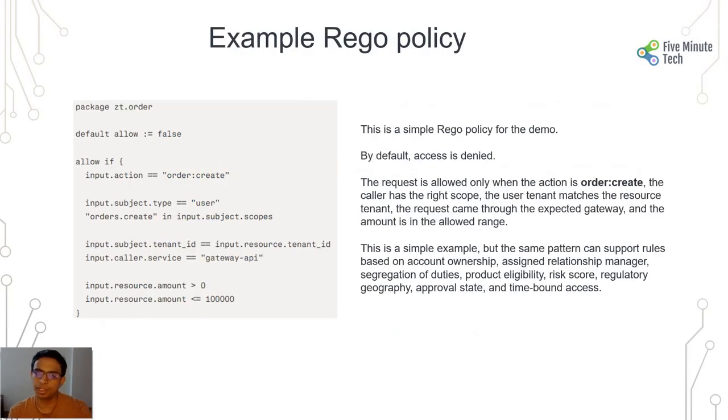Now, an example of a Rego policy, as we have been saying that OPA works with Rego. So this is the sample Rego policy for our demo. By default, access is denied, as you see in the second line, and the request is allowed only when the action is order create, the caller has the right scope, and the user tenant matches the resource tenant. Now, this is a simple example, but the same pattern can support rules based upon ownership, relationships, segregation of duties, product eligibility, risk score, etc.